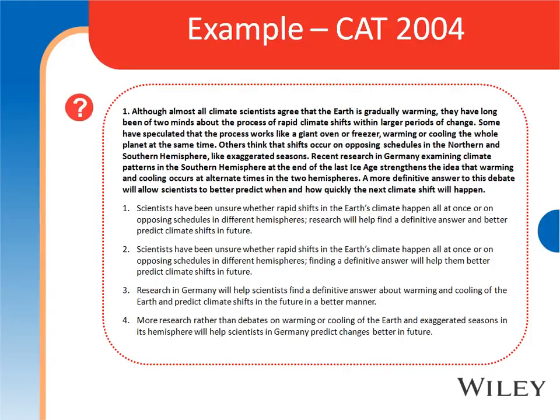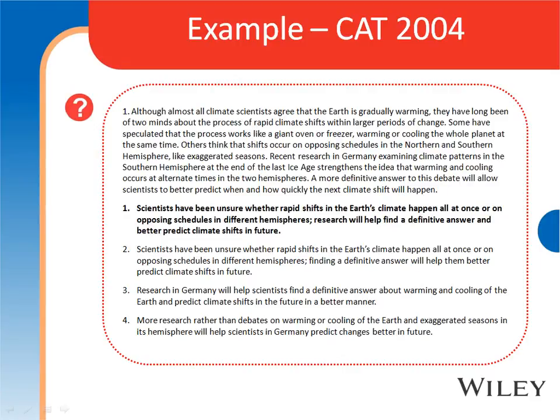I hope you have read the paragraph. So what is this paragraph talking about? The paragraph essentially says that there are two schools of thought on why the earth is gradually warming, right? So everybody agrees that it is warming, but the process is still in contention. Some people think that the earth together is either warming or cooling as a whole planet, and some think that there are some opposing cycles, etc. Right? Recent research in Germany strengthens the second idea, and a better answer to this debate will allow them to predict climate in the future. That's it. Great?